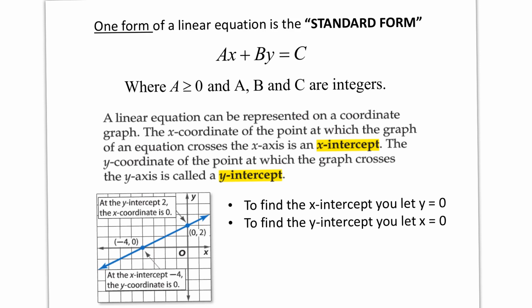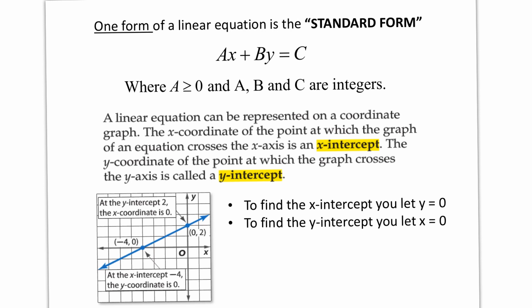Now, how do you actually find the x and the y-intercept? To find the x-intercept, you're going to let y equal 0. In this form, remember that a, b, and c are going to be integers, numbers. To find the x-intercept, you substitute 0 for y, and you solve for x. When you want to find the y-intercept, you substitute 0 for x, so x equals 0, and you solve for y.